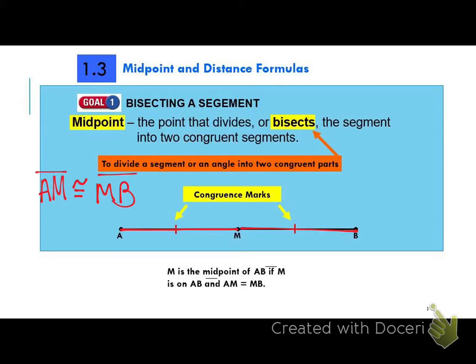So give me a number, any number under the sun. 6. Sure. If AM, its length was 6, the length of MB would also be 6, which would mean the full length of the line is 12. So keep that practice in mind.